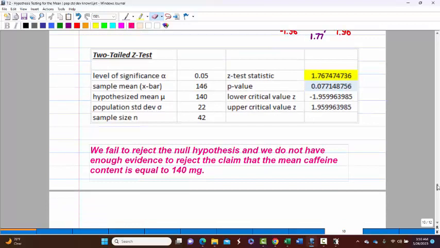All right, so we failed to reject the null hypothesis, and we don't have enough evidence to reject the claim that the mean caffeine content is equal to 140. So once again, I know I keep saying this a lot, but it can be confusing, that's why. We're failing to reject the null hypothesis, and that was the claim. We don't have enough evidence to reject it, but that doesn't mean we support it. Like I said before, you can only support a claim if it's the alternative and you're rejecting the null to support it. Here it just means we don't reject it, but we don't love it either.